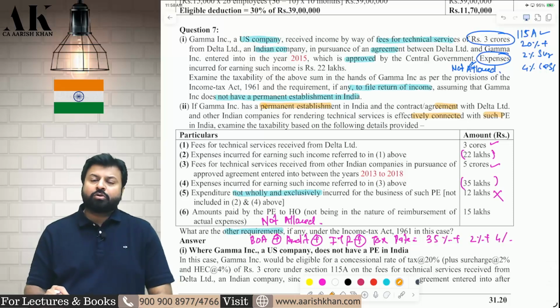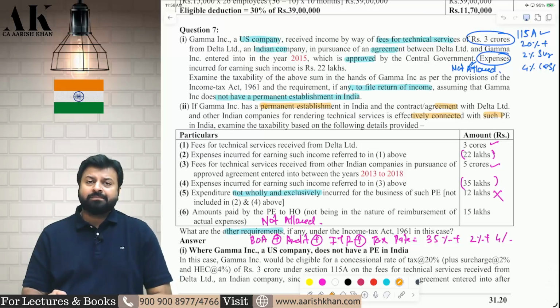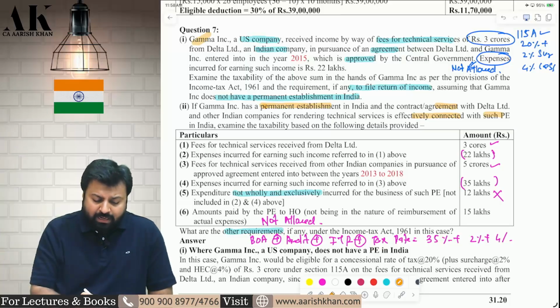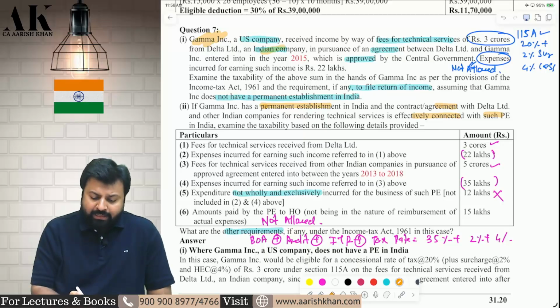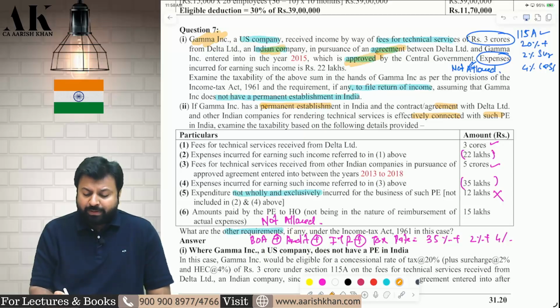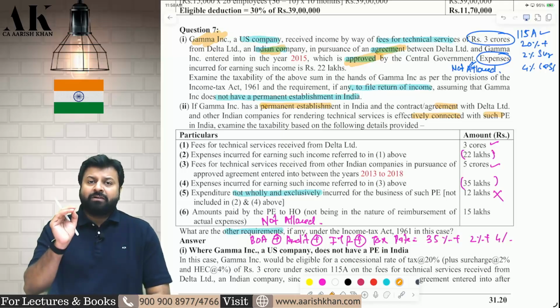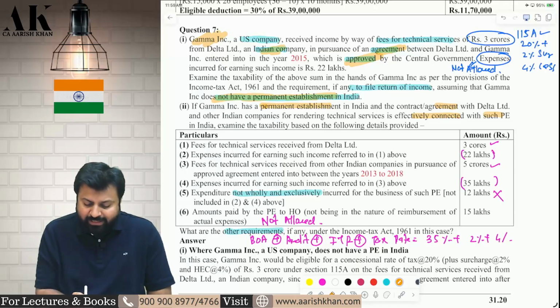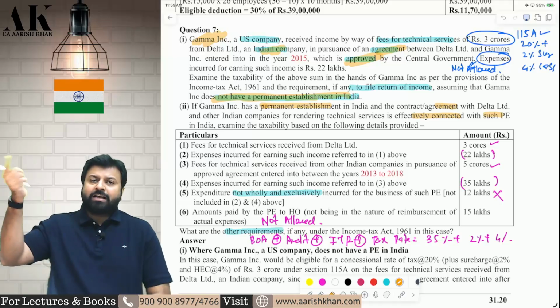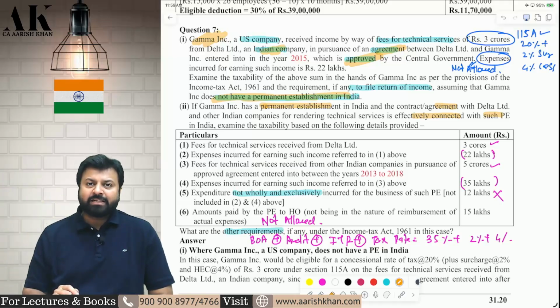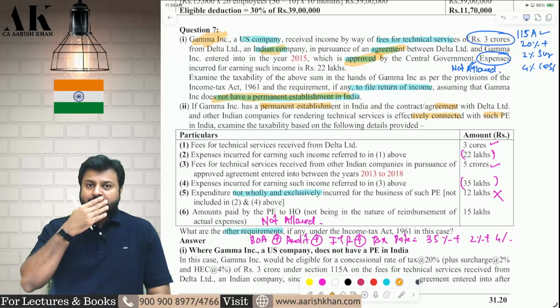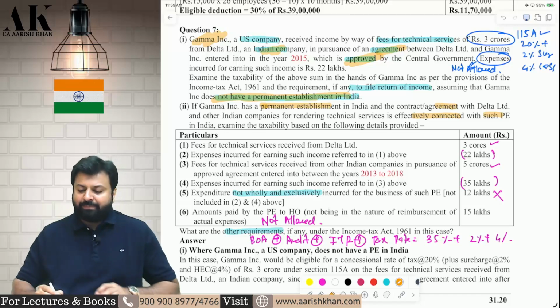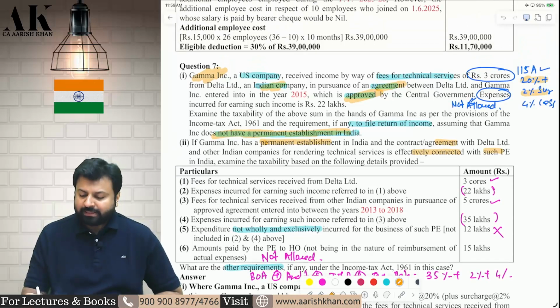Next question is also a very good question, which is on non-resident taxation. So there is a foreign company over here by the name of Gamma Inc. That foreign company is providing some technical services, fees for technical services, to an Indian company, and there is an agreement between both of them which is approved by the central government. So this is a classic case of 115A because there is no permanent establishment also in India. So if a foreign company is providing technical services to an Indian concern, there is an agreement between both of them, the agreement is approved, the services provided are FTS, and 115A is applicable. Flat 20% tax, 2% surcharge because the income is more than 1 crore, and 4% cess.